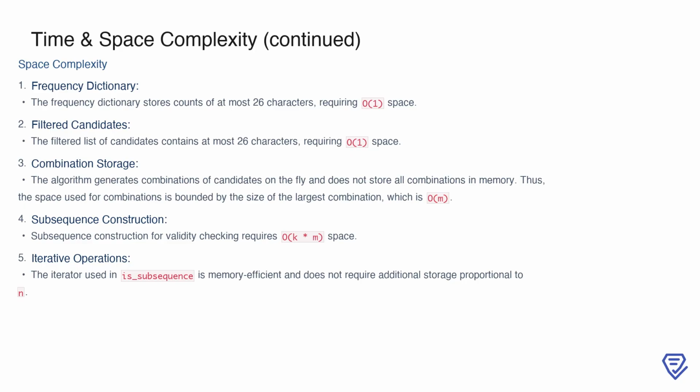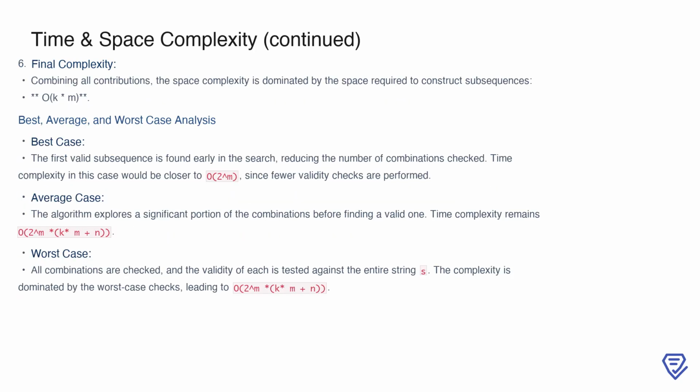Lastly, the is_subsequence function uses an iterator that is memory efficient, so it does not require additional storage proportional to the length of s. These factors combine to give an overall space complexity dominated by k * m. The final space complexity remains O(k * m), as this is the largest contribution from subsequence construction.